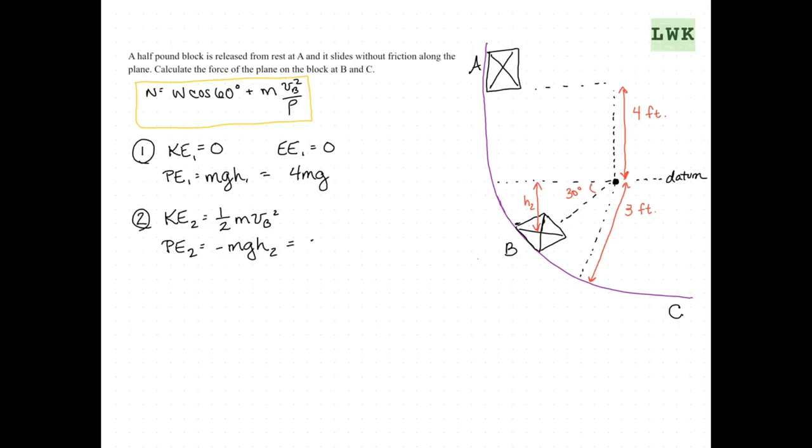And our height here, we can just call it 3 sine of 30 degrees. So that h2 that's drawn, we're just going to use our geometry here. So we'll just write for now 3 sine of 30 degrees times negative mg. And of course, our elastic energy at 2 is also going to be equal to 0.